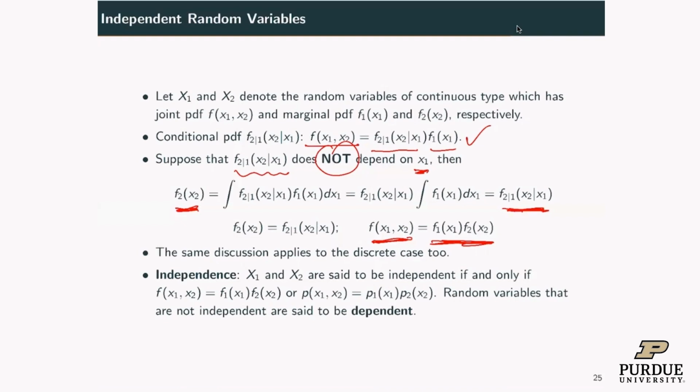So x1, x2 are said to be independent if and only if the joint distribution is the same as the product of the marginal distributions. So its joint PDF is equal to the product of the marginal PDFs. The joint PMF is the product of the marginal PMFs. This is true for all x1, x2. It's not just for one point. It's for any x1, x2. If this is true, we say x1, x2 are independent. If this is not true, x1, x2 are dependent.